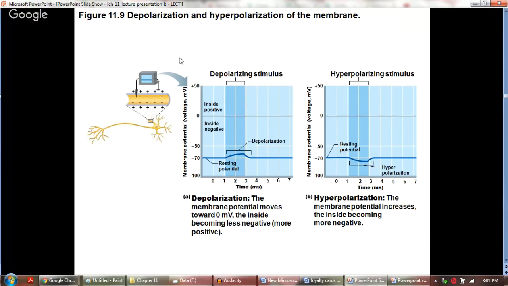So this figure shows the depolarization and hyperpolarization of the membrane, as shown on a voltmeter, where with depolarization, with the stimulus, the -70 starts to move towards -50, that is, more towards the positive side. It's less negative. Here with hyperpolarization, you would see -70 go further down, to -80 or -90.